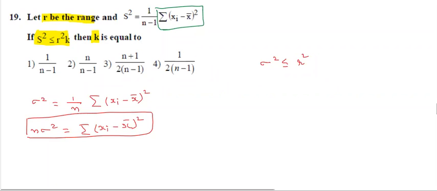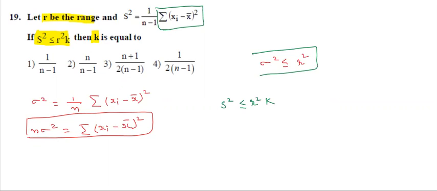Now, finally see what they have given. S square is less than or equal to R square K. Here we know that R square is less than or equal to small sigma square is less than or equal to R square. When the range R is given, this is a shortcut condition, a standard result, remember it.